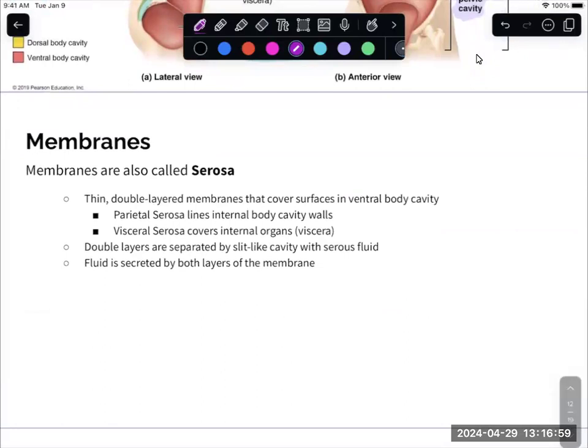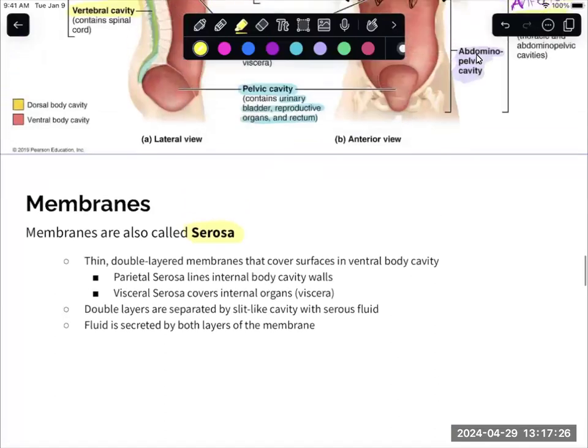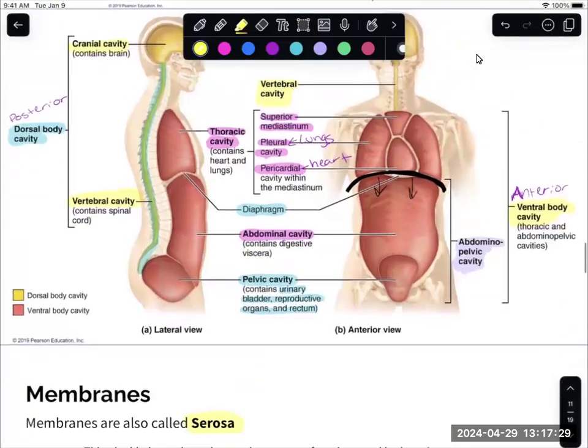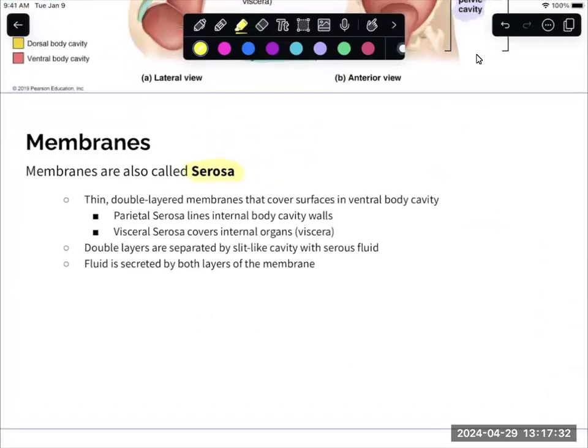So these different cavities are made of membranes. These membranes are known as a serosa. That's just another name for these membranes. You'll probably hear more cavities throughout these classes, but just as an FYI, if you hear serosa, it's a membrane. It's these membranes up here. It's the tissues that make this up. So these membranes are made up of two layers of tissues. So it's that double layered membrane. It's going to cover all of the surfaces in that ventral body cavity.